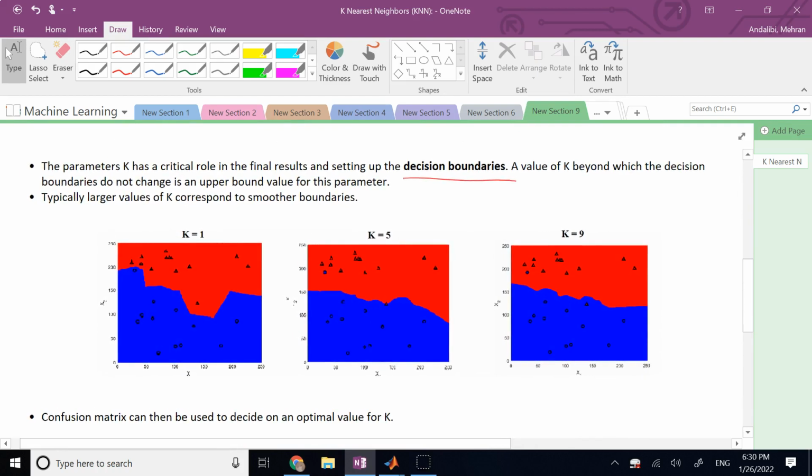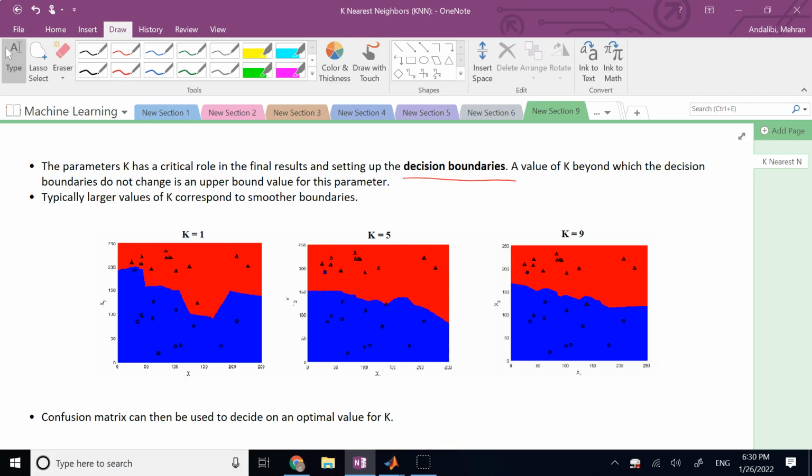Now, since we talked about decision boundaries, let's take a look at them. These decision boundaries are the edges, the boundaries, that on one side of them you have one class, on the other side you have another class, right? The boundaries between the classes.